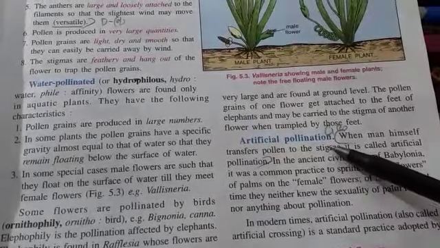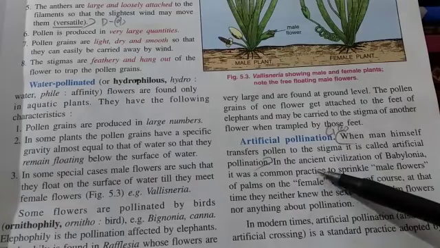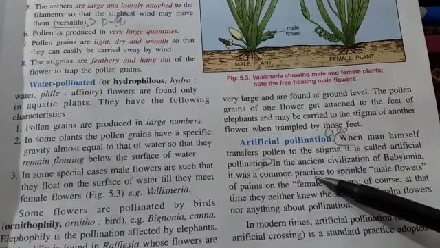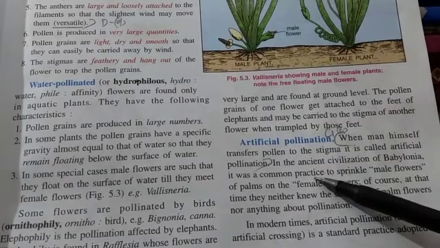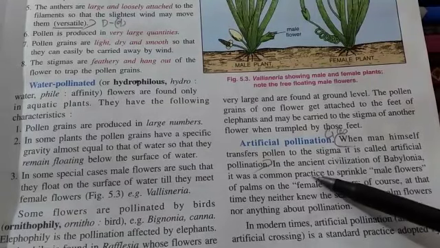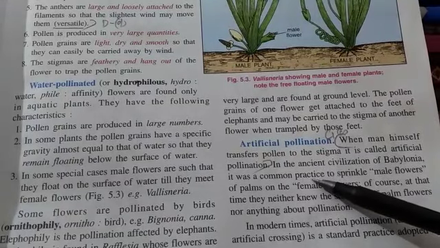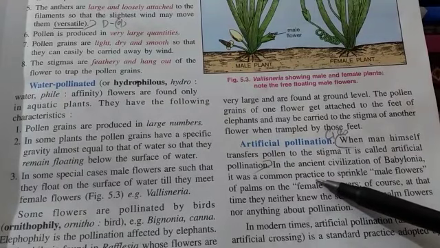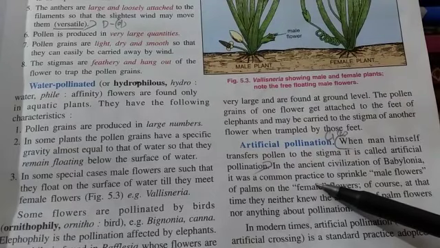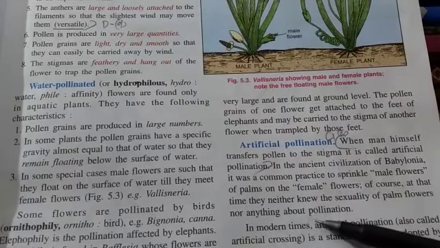Other than this, we ourselves can produce pollination. That means we can collect pollen grains and dust them, or transfer them onto the stigma of the flower. Then it is known as artificial pollination. This artificial pollination is done in horticulture, in nurseries and so on, to produce hybrid varieties or new varieties of plants.